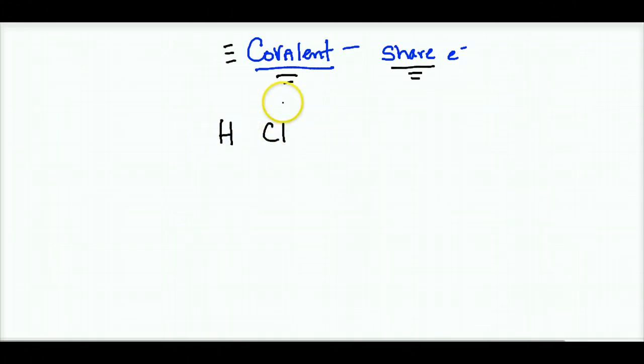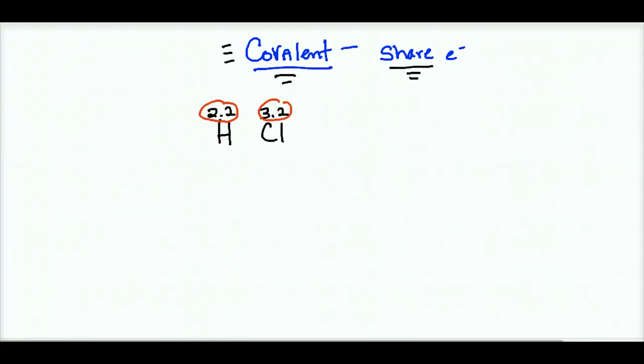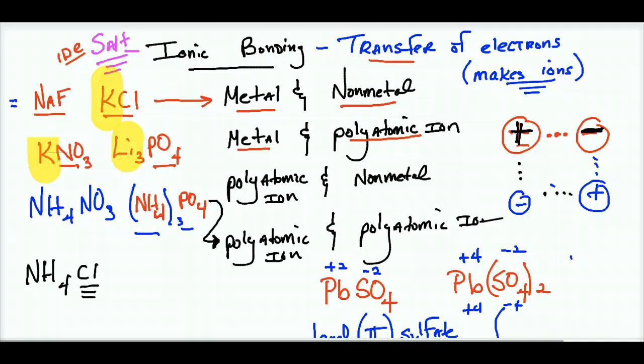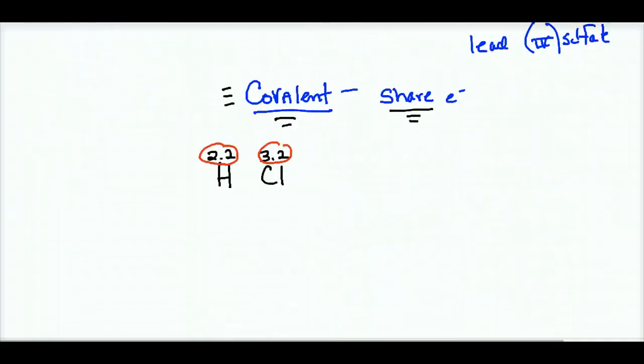Their electronegativities are 3.2 and 2.2. And if you didn't know that, if you wanted to get those values, you can go to reference table S and look them up. So these are similar in electronegativity, whereas the ones we had in ionic bonding were not similar. There's a big difference in electronegativity. So we're going to share here.